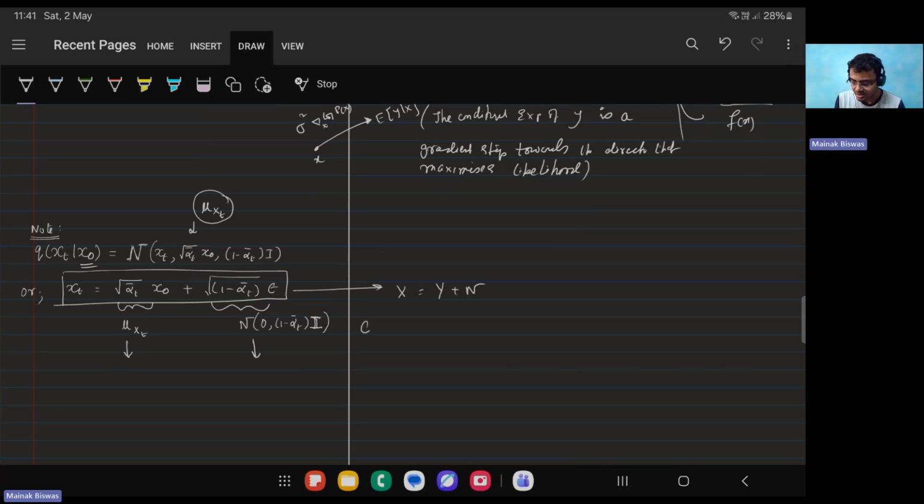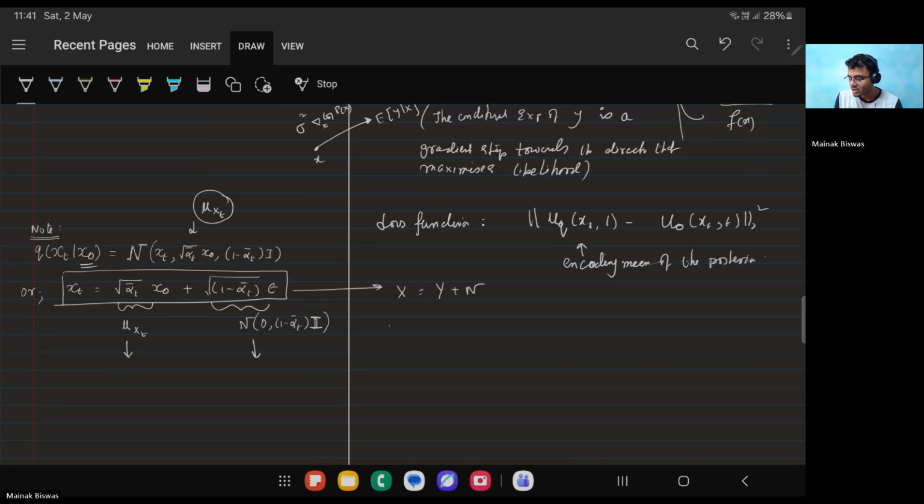So let us consider, remember the loss function. The loss function we showed was equal to mu_q of x_t comma t minus mu_theta of x_t comma t. So this was the encoding mean of the posterior under the variational distribution q. This is my decoding mean.